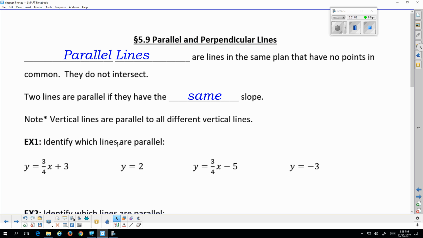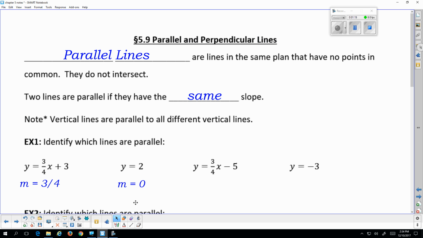So, example 1, identify which lines are parallel. What we're going to do is look at the slopes of all these lines and see which lines have the same slope. So let's start with the first one. What's the slope of that line? The slope is 3/4. How about the second one?